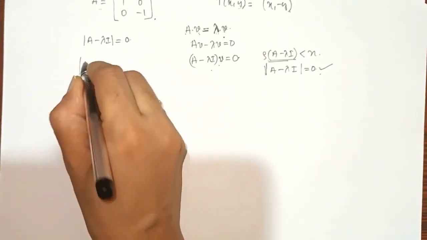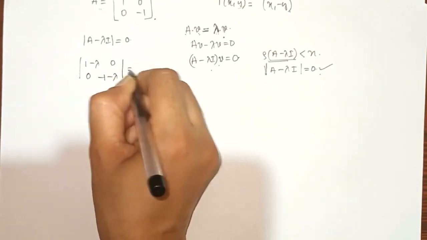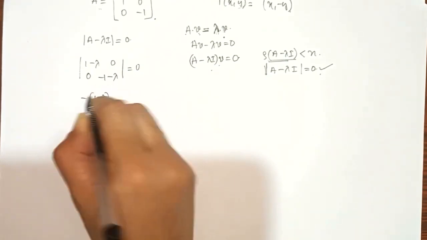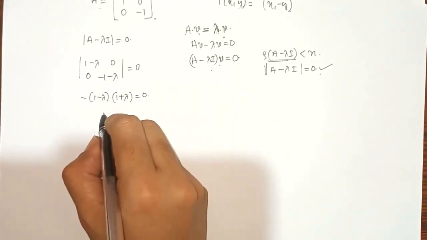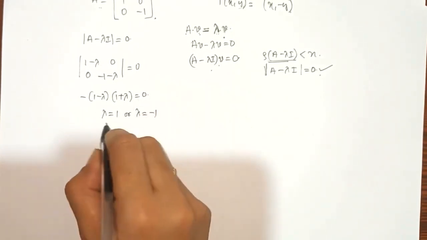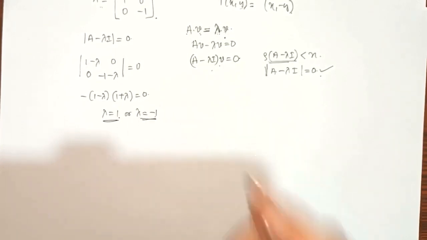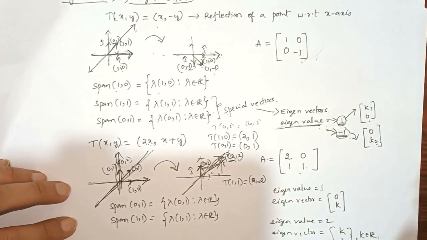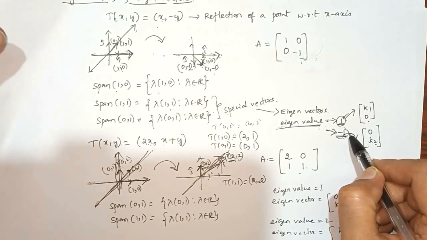So that is the determinant of 1 minus lambda, 0, 0, minus 1 minus lambda equal to 0, which gives you 1 minus lambda. You can take minus common, 1 plus lambda equal to 0. This is lambda equal to 1 or lambda equal to minus 1. Therefore, eigenvalues are 1 and minus 1. The same thing we got here geometrically. See, lambda equal to 1, lambda equal to minus 1. These are the two eigenvalues.